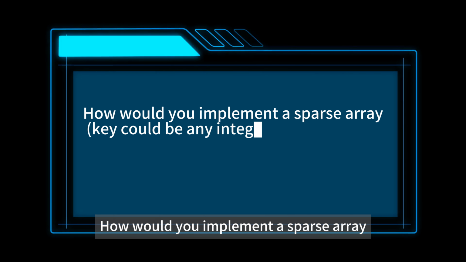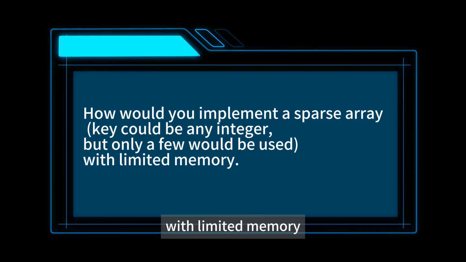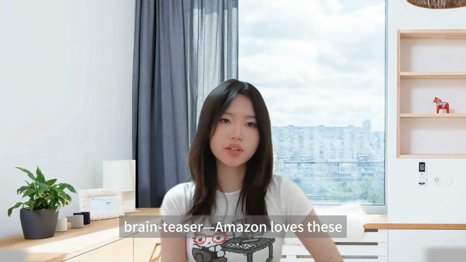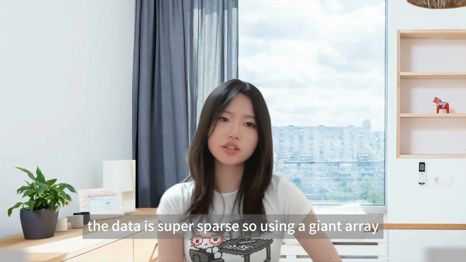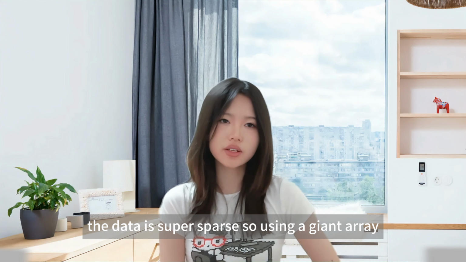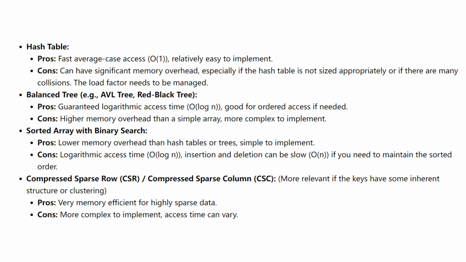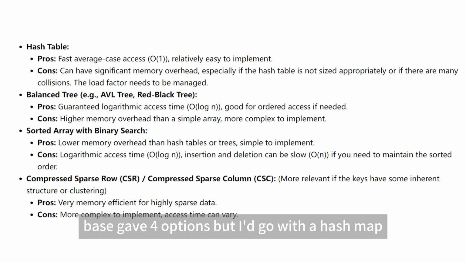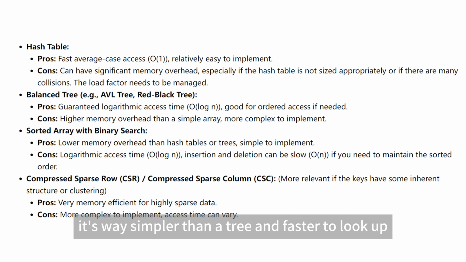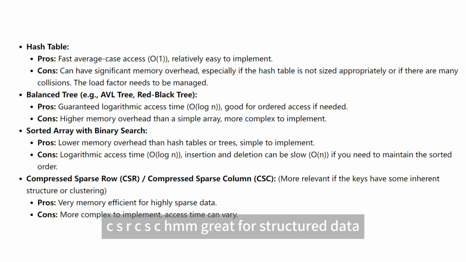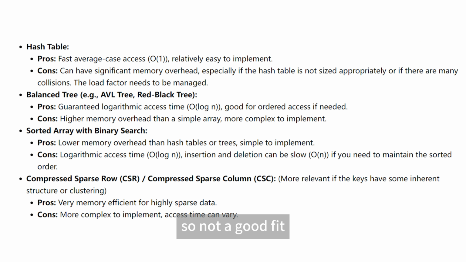How would you implement a sparse array with limited memory? This one's more of a system design brain teaser. Amazon loves this. The data is super sparse, so using a giant array is not an option. It's not about code, it's about making smart trade-offs. Beyz gave 4 options, but I'd go with a hash map. It's way simpler than a tree and faster to look up. Better than sorted arrays when there are lots of inserts. CSR, CSC are great for structured data, but here the keys are just random integers, so not a good fit. Hash map wins on balance.